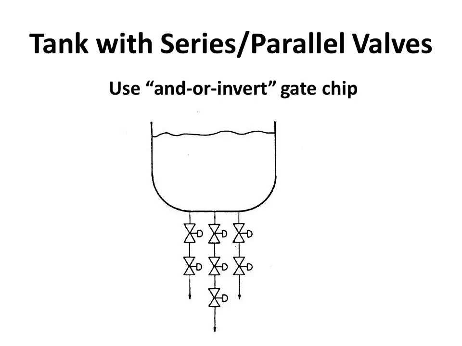Now, you can have combinations of series and parallel, and that's what we have here. In general, you wouldn't have this situation in industry. Why would you need 3 valves in series or 2 valves in series? But in electronics and digital electronics, there is a special chip called an AND or invert gate chip, and in electronic systems, this is a pretty useful chip when you're creating computer systems.